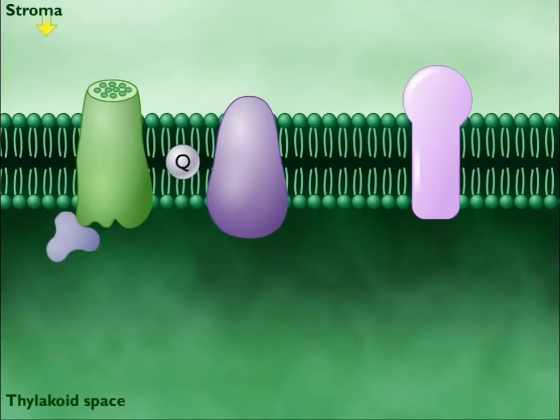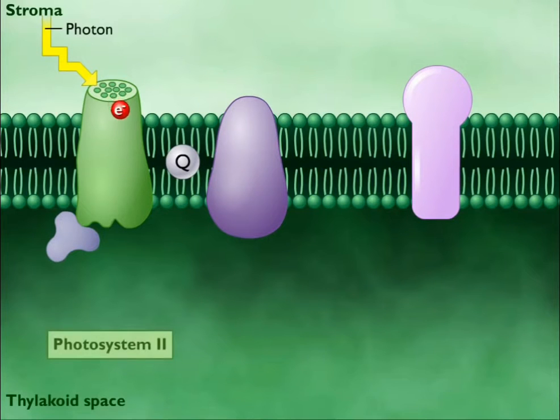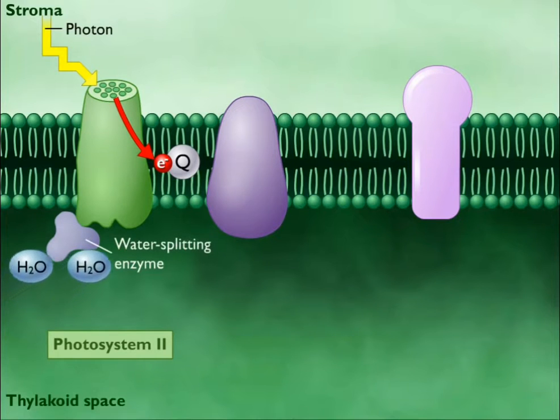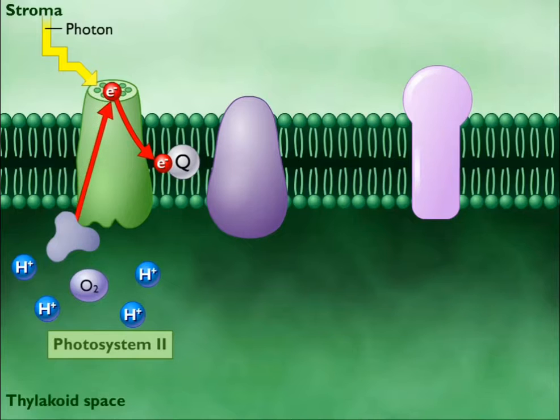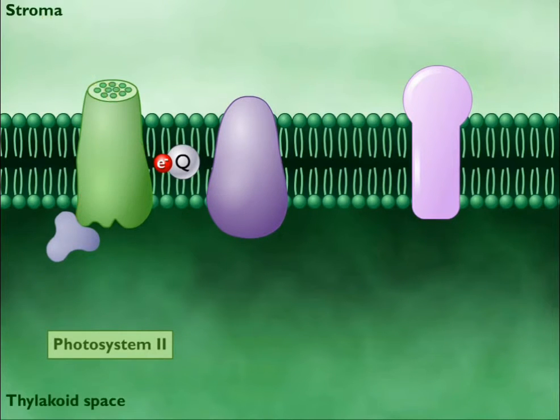When a photon of light strikes the reaction center of photosystem 2, it excites an electron. Two water molecules bind to an enzyme at the reaction center. This enzyme splits the water and uses the electrons from the water to replace the electrons removed from the reaction center. Oxygen is produced in this process. The primary electron acceptor for the light-energized electrons leaving photosystem 2 is plastoquinone.